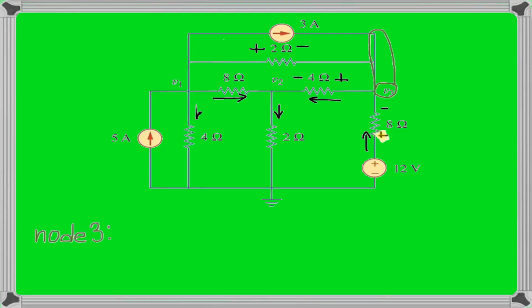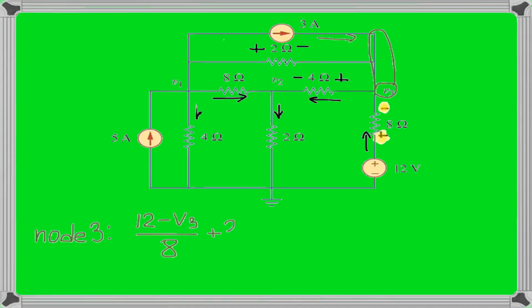We do have current 3 amps, which is coming in, but before, let's do the current through the 8 ohm resistor. So what do we have? The current in the 8 ohm resistor, again, we have voltage at plus is 12 minus voltage at minus as V3 over 8.